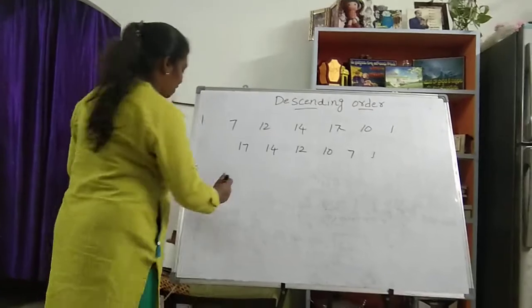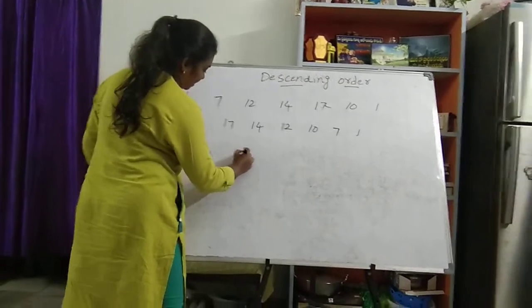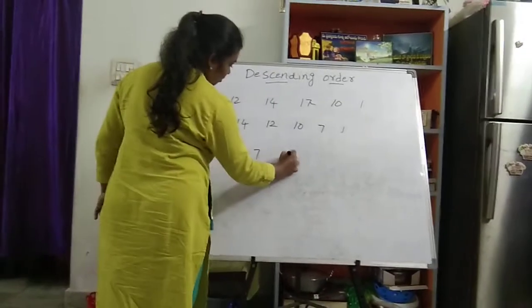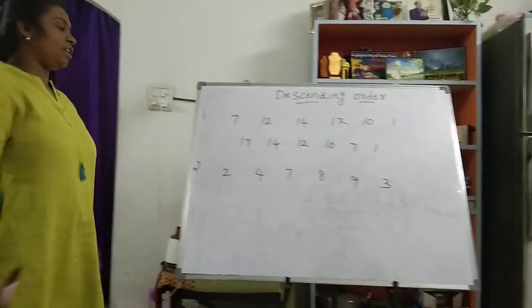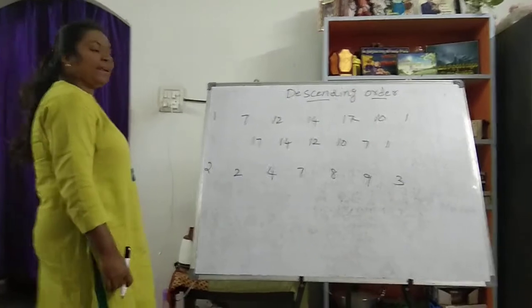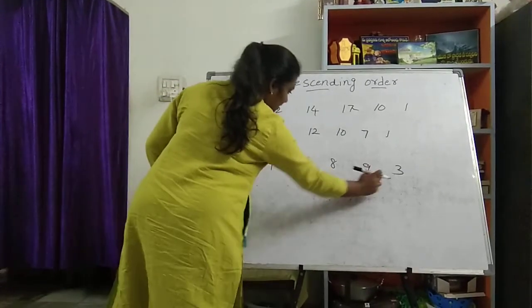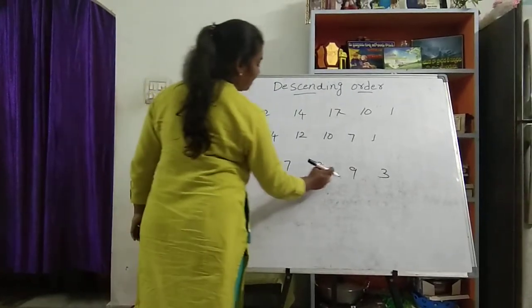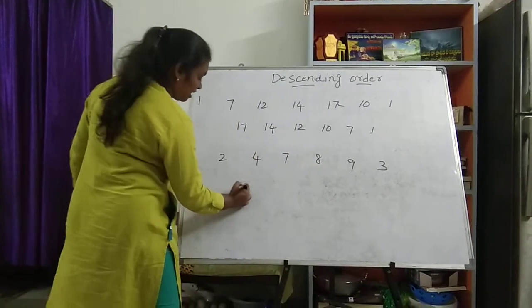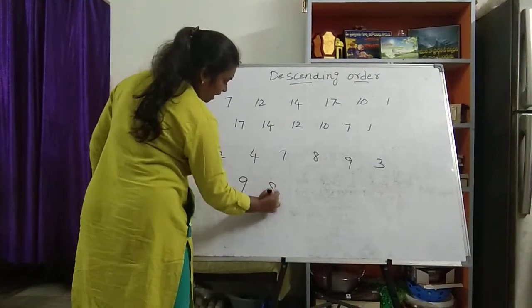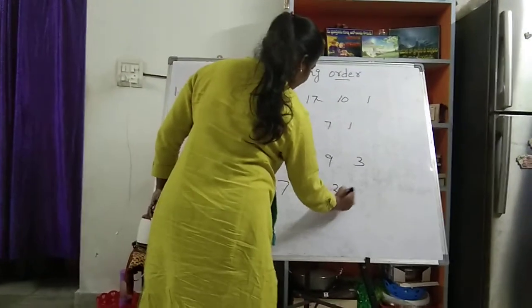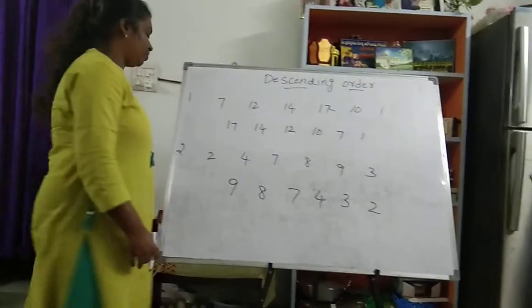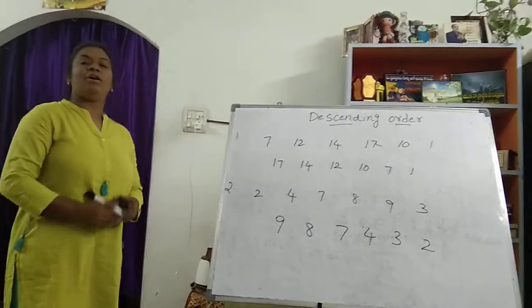I'll give you one more example. I'll take 1-digit numbers. Now I have few numbers here. Let me write the descending order. Which is the biggest number? 2, 4, 7, 8, 9 and 3. So 9 is the bigger number. Then 8. Then 7. Then 4. Then 3. Then 2. So this is the descending order.